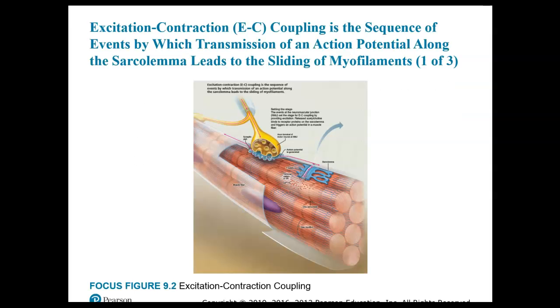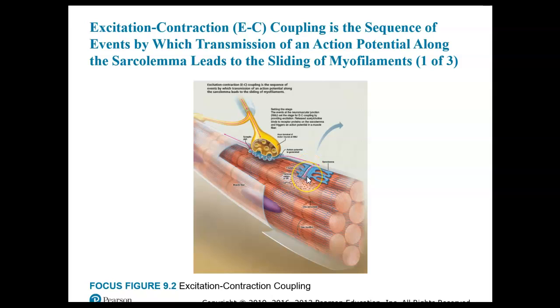Okay, this is the first picture of excitation-contraction coupling, and I like this because you can see the axon terminal at the neuromuscular junction here. We've already covered the events that happen there. The neuron stimulating the motor end plate, this particular region of the muscle fiber, and that leading to depolarization to threshold. Now the action potential is generated along the sarcolemma of the muscle fiber, and then it is transmitted or propagated down into the T-tubule of the triad here.